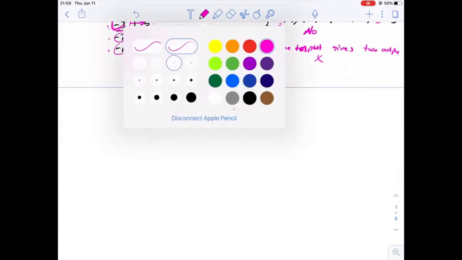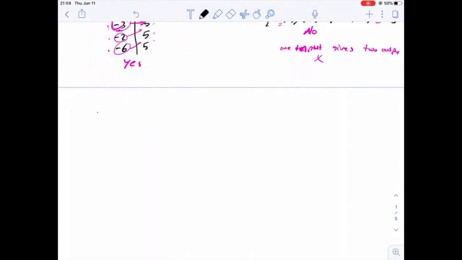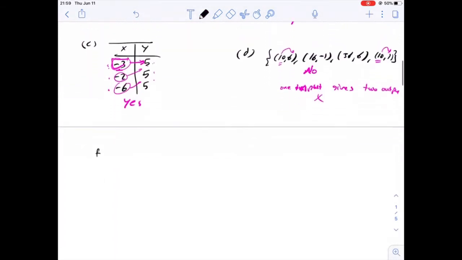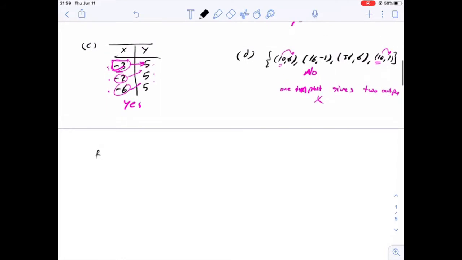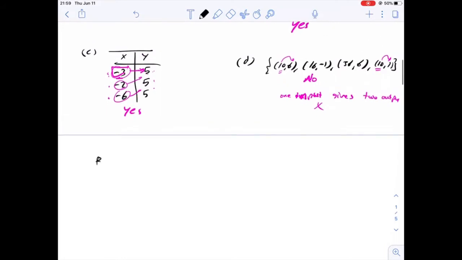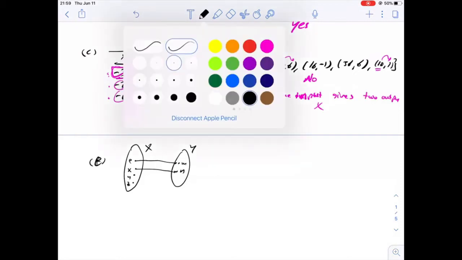Now let's add some examples. What about this? This is X, this is Y. We have E, X, Y, and Z, and we have M and N. E is related to M, X is related to N, but the other ones are not related to anything. So that means we don't have a function here.